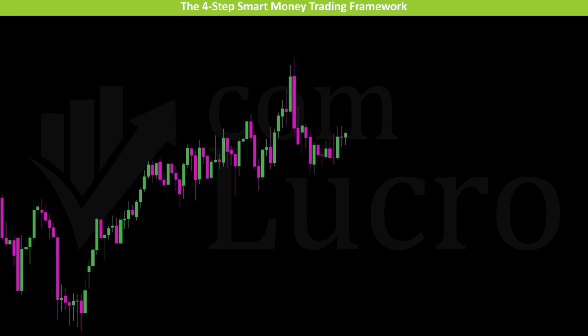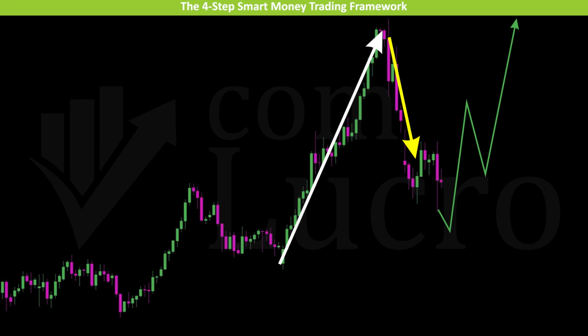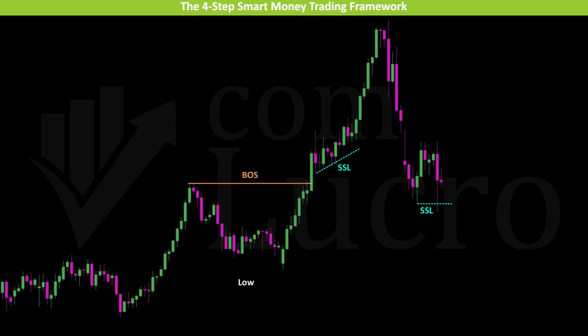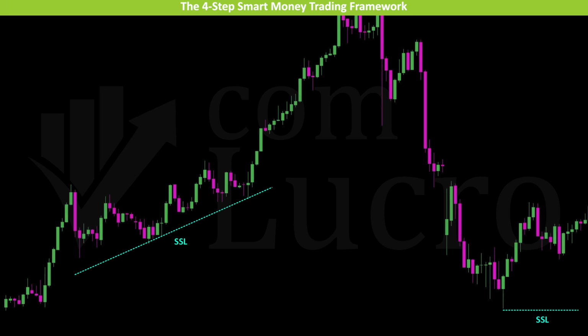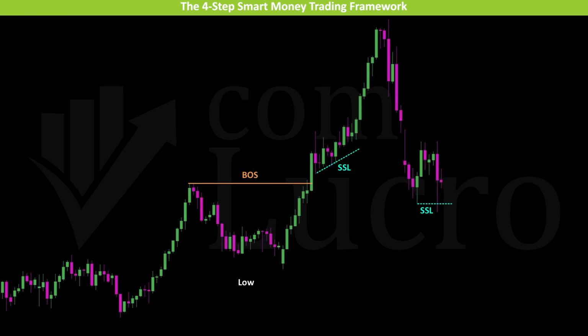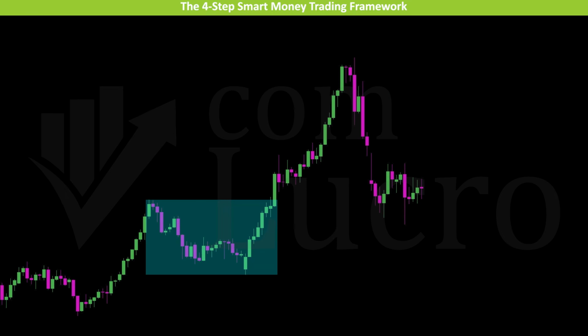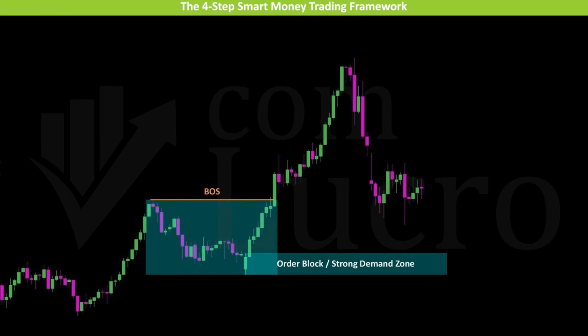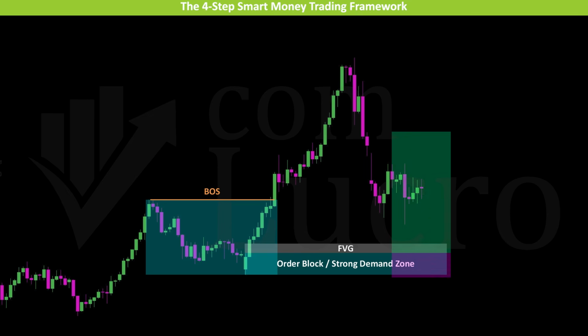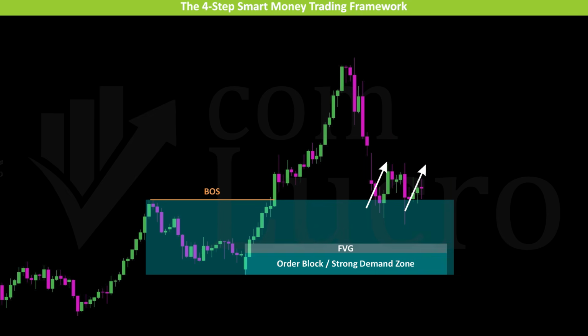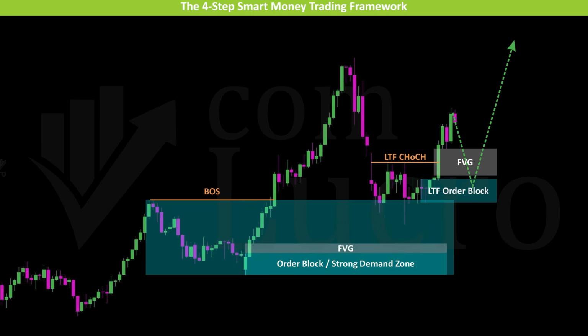Liquidity, market structure, fair value gaps, and supply and demand are often taught as isolated concepts. But real execution happens when all of them align inside the same market narrative. In this video, I will show you a simple framework that ties everything together using market structure, discount positioning, liquidity sweeps, fair value gaps, and demand zones inside one institutional model.